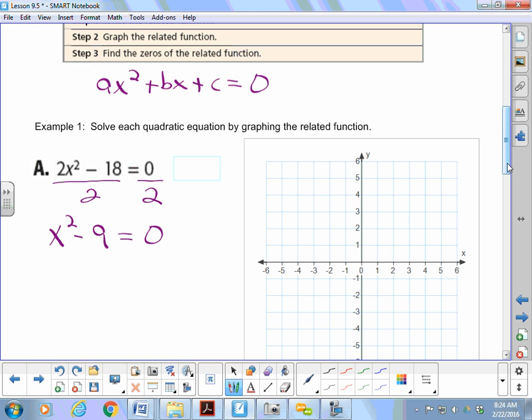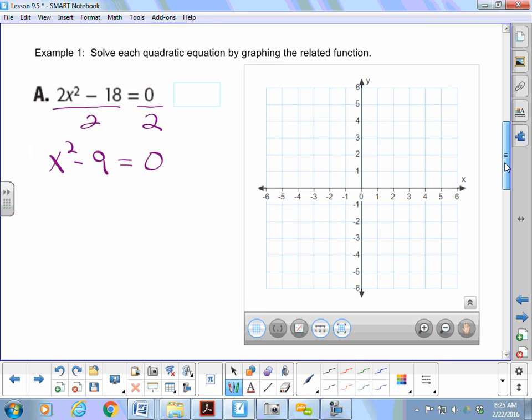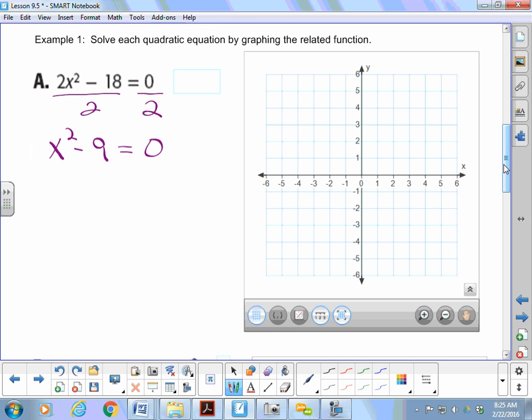Okay. All right, so we're going to graph this. So what do we need to be able to graph it? We need to know the axis of symmetry and the vertex and the y-intercept, okay? So we need to know those 3 things. So basically the vertex, axis of symmetry, y-intercept.